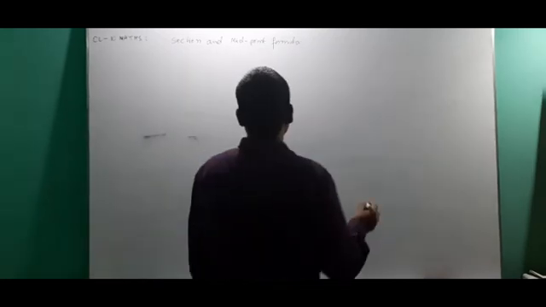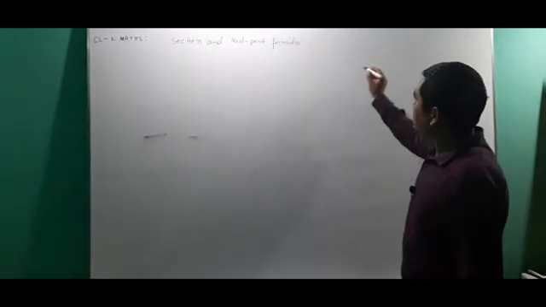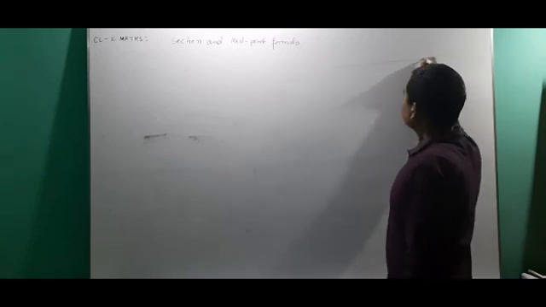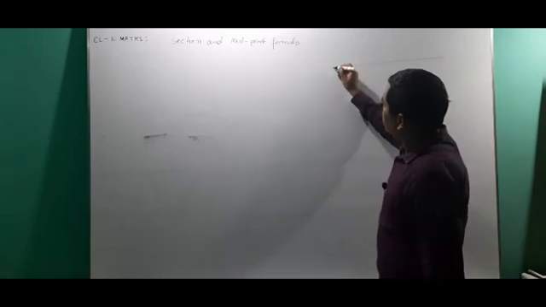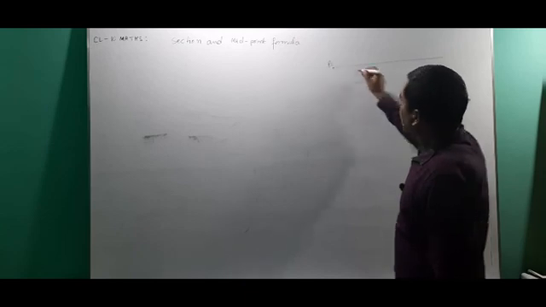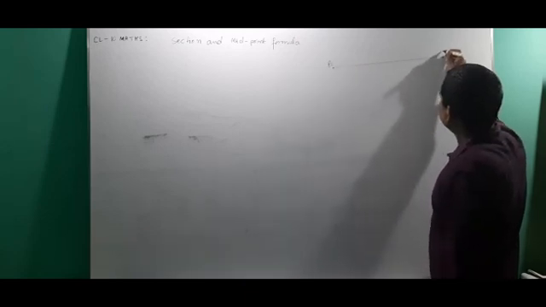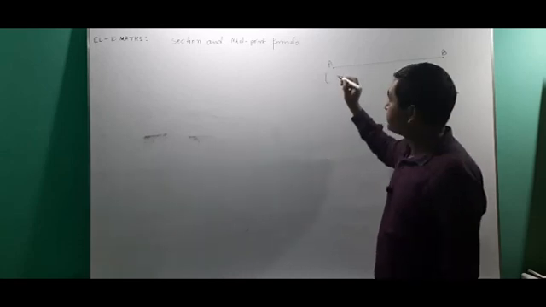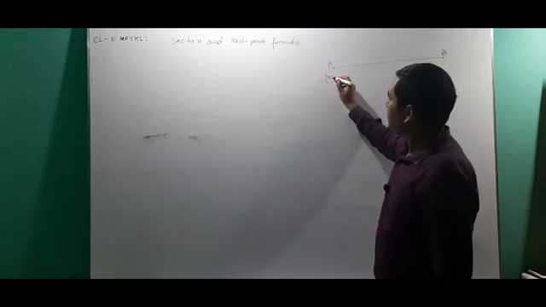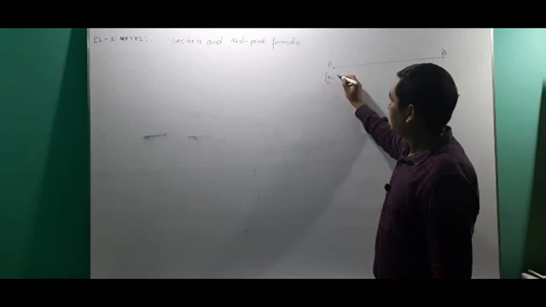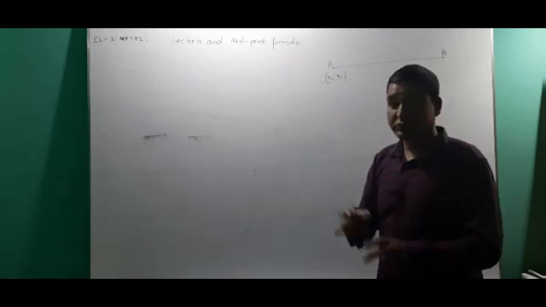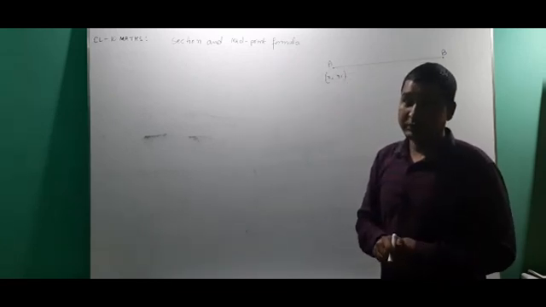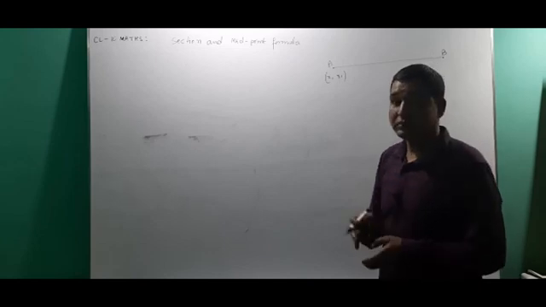Suppose there is a line. Then there is a point A and another point B, and let's mark the coordinates of A as x1, y1. Always mark the first coordinate as x1, y1, for ease in solving the problem.